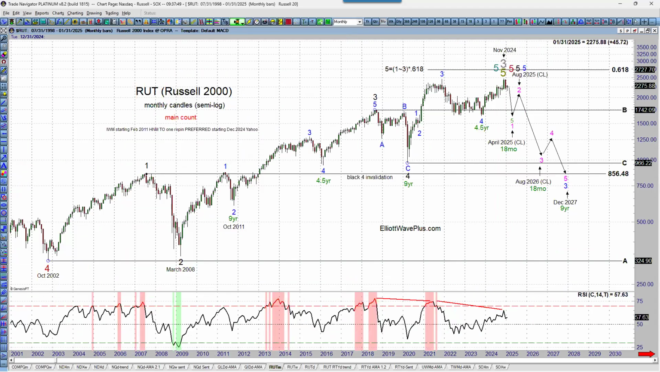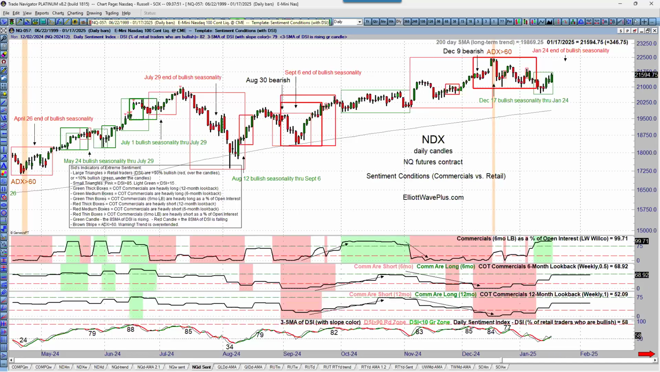And then daily sentiment. So the daily sentiment on the Nasdaq 100 has the commercials heavily long as a percent of open interest. That's the fastest acting commercials. And very nearly as long as they have been at any point in the last 6 months, but only back to neutral so far on the 12-month look back.